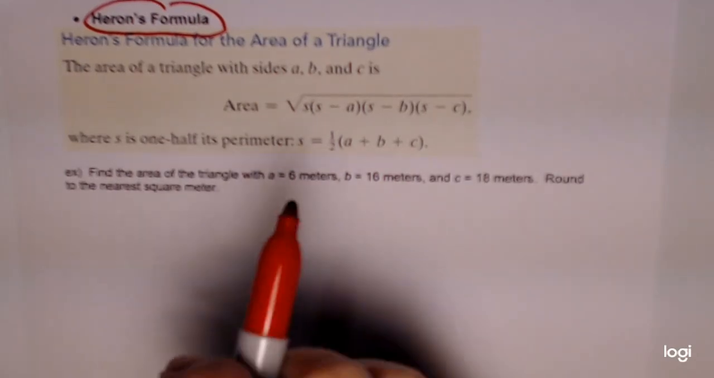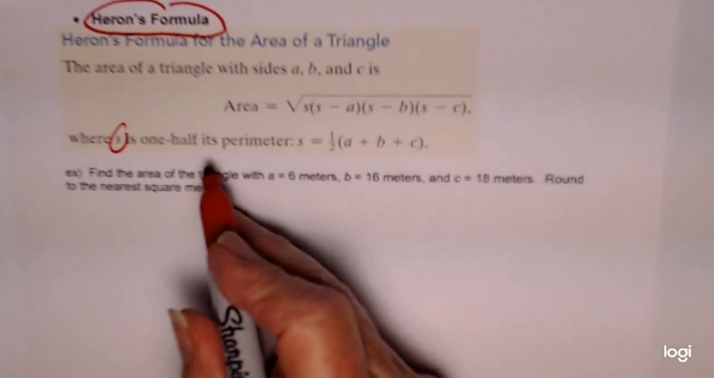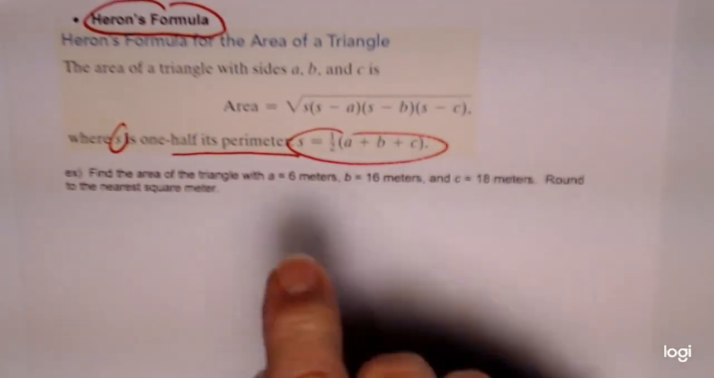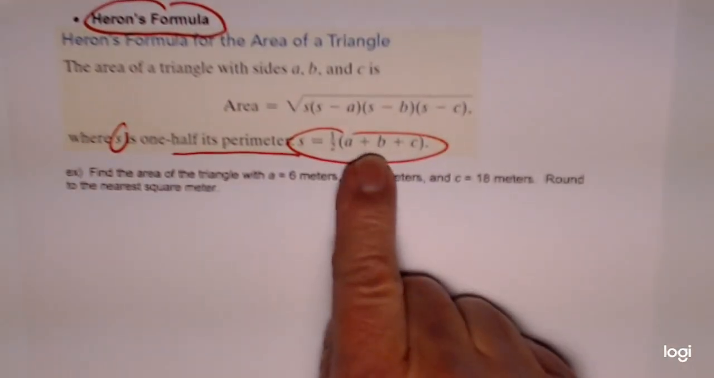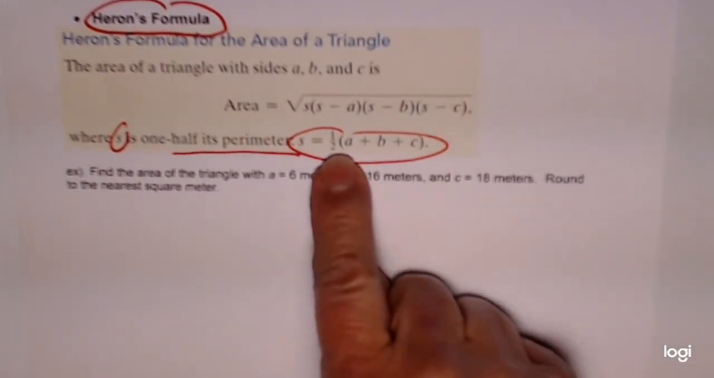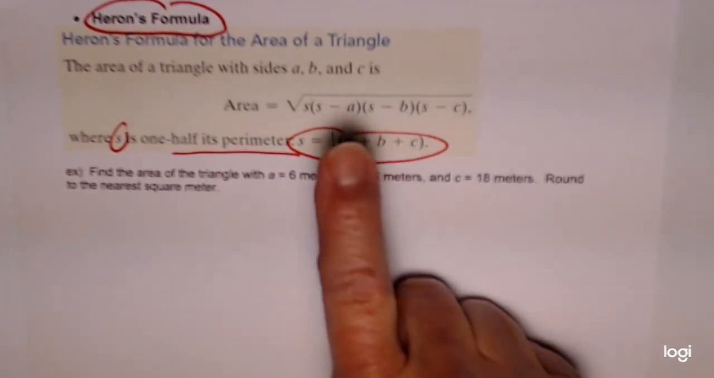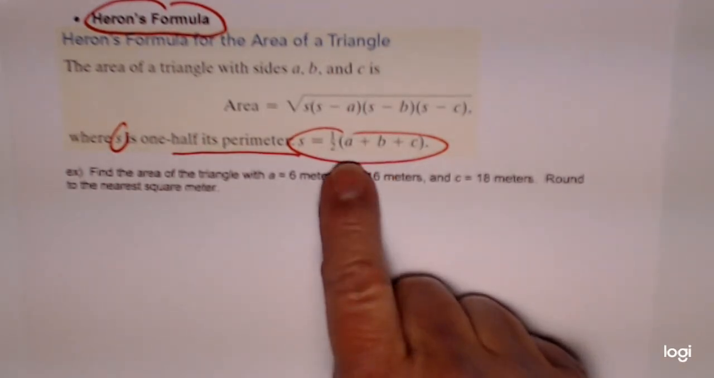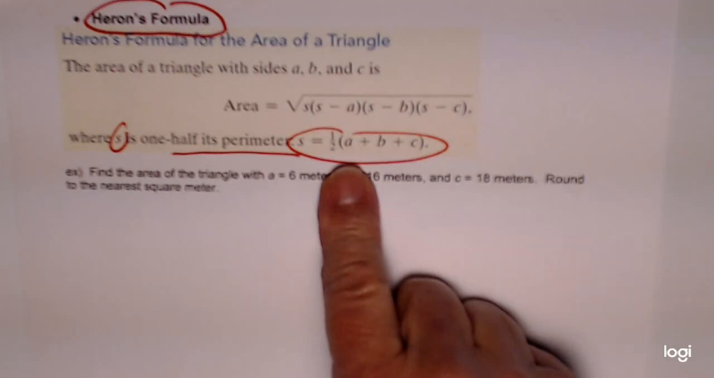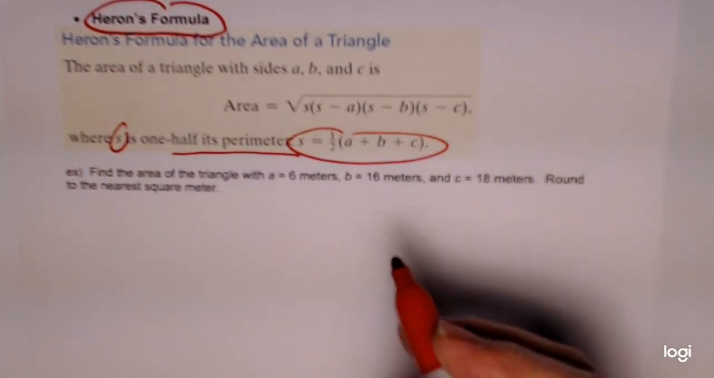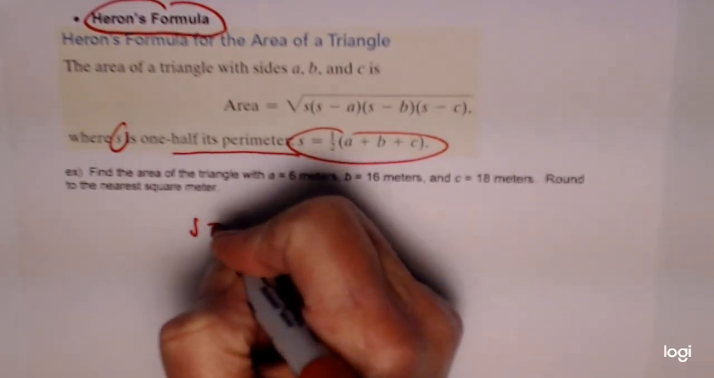What is this thing S? S is 1/2 of the perimeter. So find the perimeter of the triangle, add A and B and C, and then multiply it by 1/2, or another way to say that is divide by 2. So to use Heron's formula, we're going to have to find the perimeter, divide by 2, and then proceed with using the formula. In this example, first thing we have to do is find S.